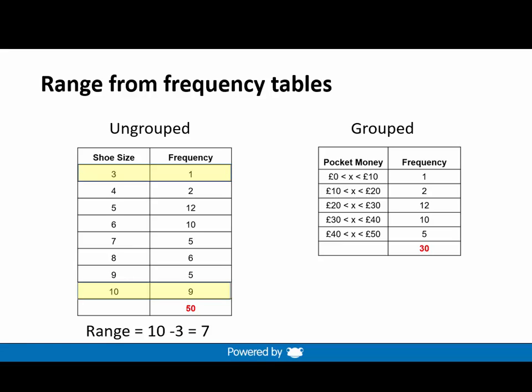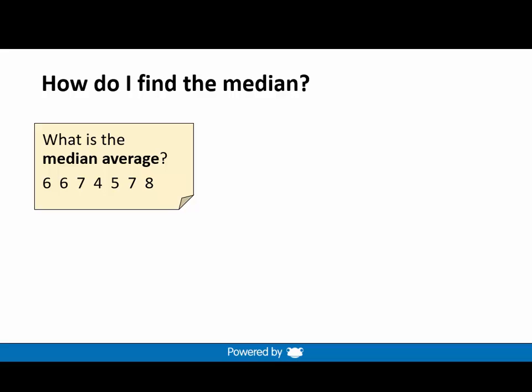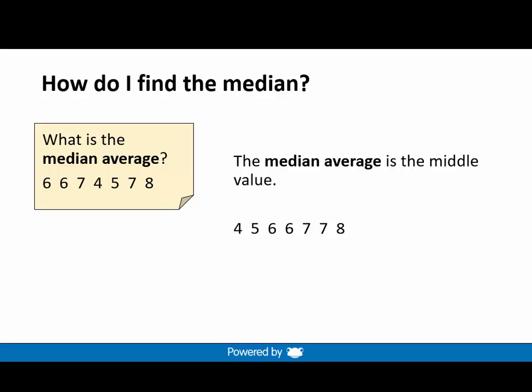If I look at the grouped one, I've got my lowest class and my highest class, but I don't know whereabouts people fell into this. So the possible range is between £0 and £50. If we now move on to think about median, the median average is the middle value. So if I rearrange these numbers, I can identify the middle value as 6, and this is the median.